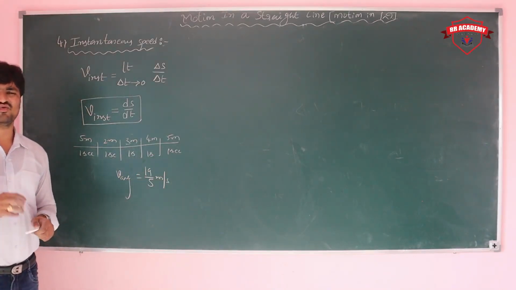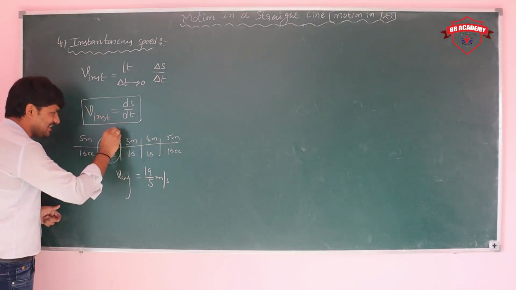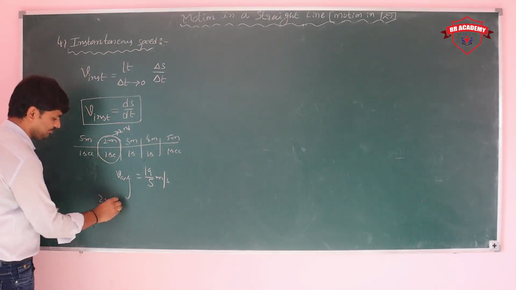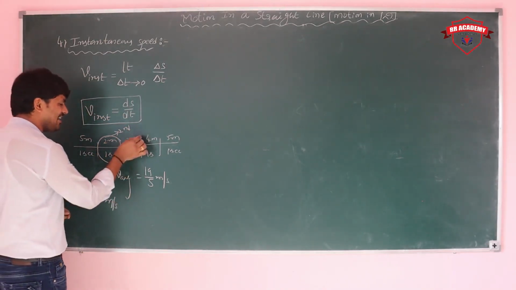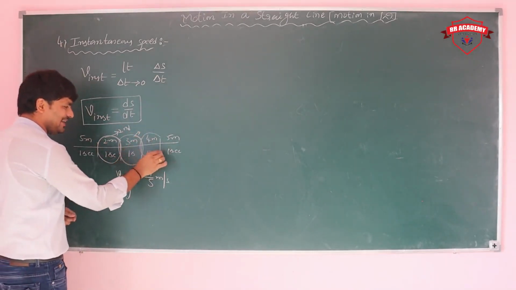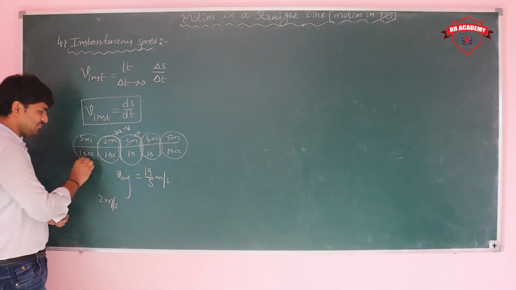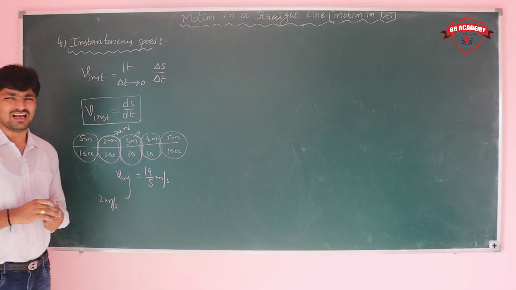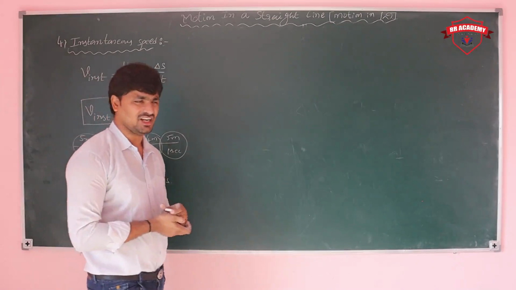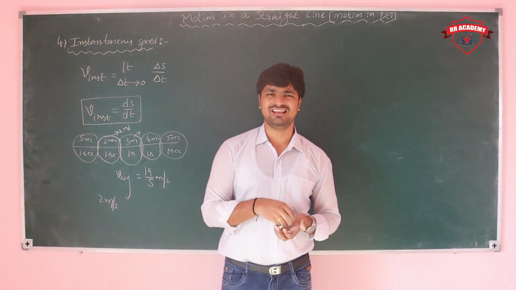In case I ask what is the speed of the particle in the second second, only 2 meter per second. In the third second, what is the speed? Only 3 meter per second. Fourth second, what is the speed? 4 meter per second. Fifth second, 5 meter per second. And the first second, 5 meter per second. The speed of a particle at a particular interval of time is called instantaneous speed.